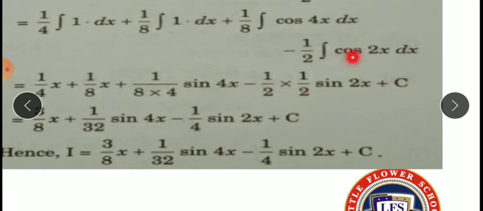This is integration of cos 2x. 2x is considered as t. Here its integration is 1 upon 2 sin 2x plus constant of integration.